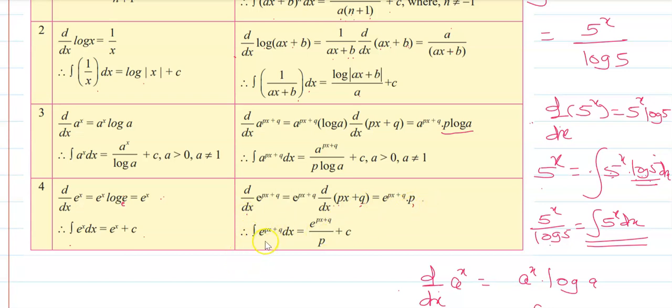And hence the integral of e raised to px plus q into dx is equal to e raised to px plus q upon the coefficient of x, or I will say the d/dx of px plus q, which is p, plus c. And hence the integral of e raised to x into dx is equal to e raised to x plus c, and the integral of e raised to px plus q into dx is equal to e raised to px plus q upon p plus c.